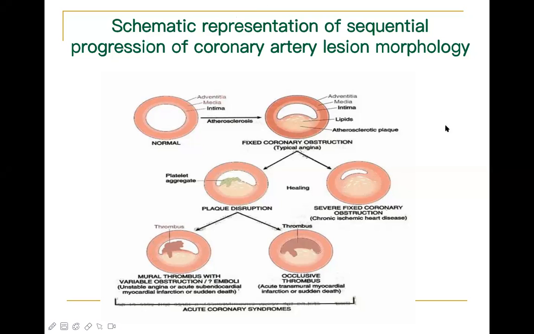Okay, let's continue. We are talking about ischemic heart disease or coronary artery disease. Before the break, we classified them, and the classification is angina pectoris, myocardial infarction, chronic ischemic heart disease, and sudden cardiac death. They are the number one cause of death all over the world, especially myocardial infarction and sudden cardiac death. Now, before we move further, let's talk about what is exactly happening inside the coronary artery. This is called the schematic representation of sequential progression of coronary artery lesion morphology. So how it starts and what happens so that the patient gets all these different types of coronary artery disorders.